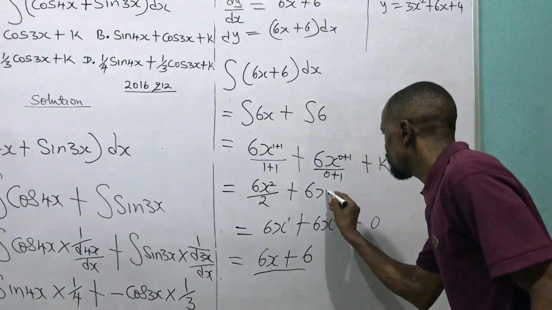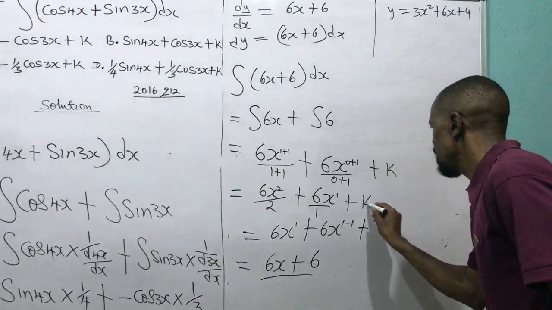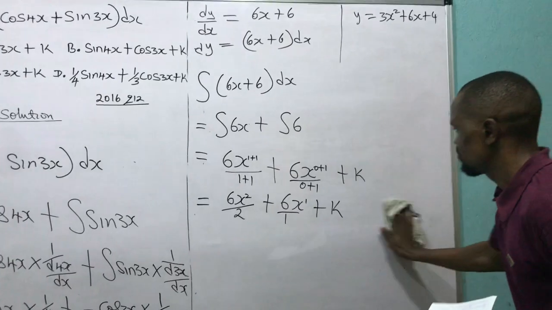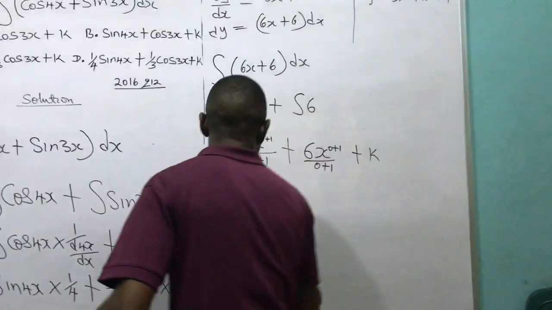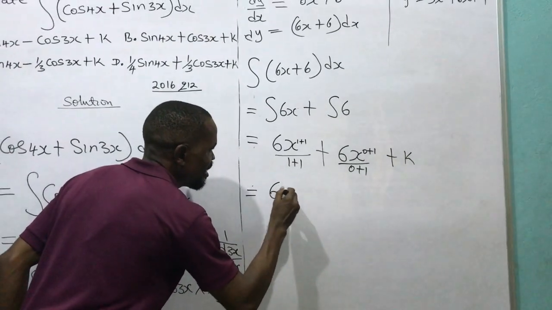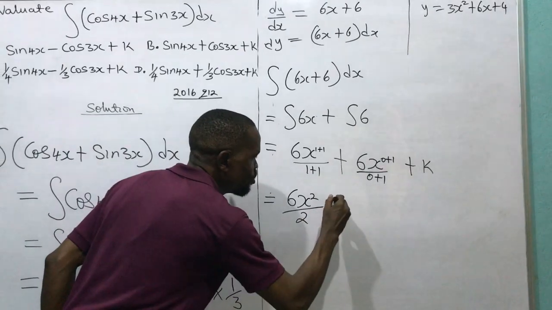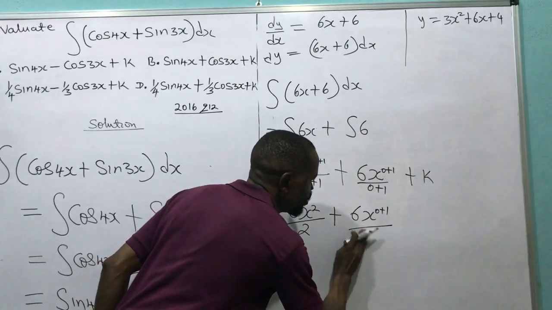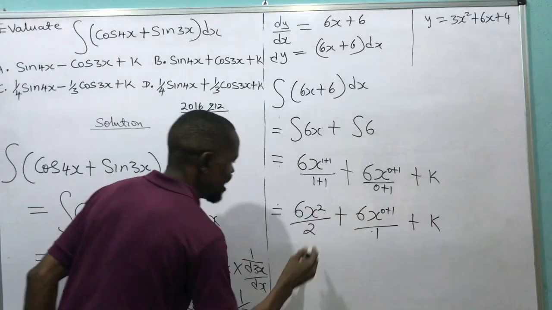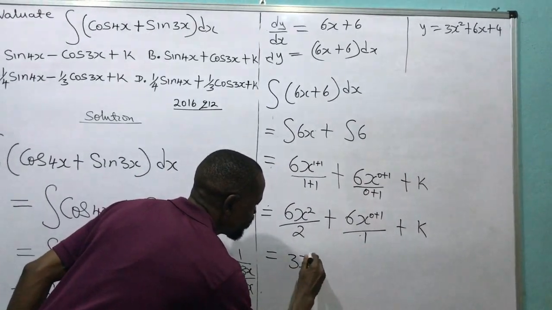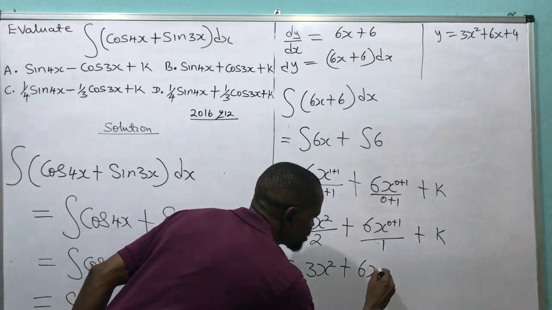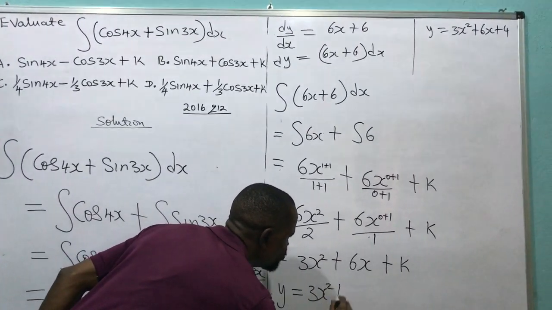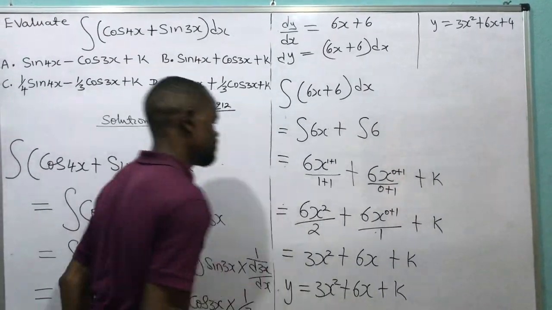This will give me x raised to the power 1 divided by 1, and plus my K. Are you following me now? Let me turn here for clarification. Please pay attention. Look at this: x raised to the power 2 divided by 2 plus 6x raised to the power 0 plus 1 divided by 0 plus 1, which will give me 1, then plus K. This will give me 3x raised to the power 2, plus 6x, plus K. That means my y is equal to 3x raised to the power 2 plus 6x plus K. Have you seen it?